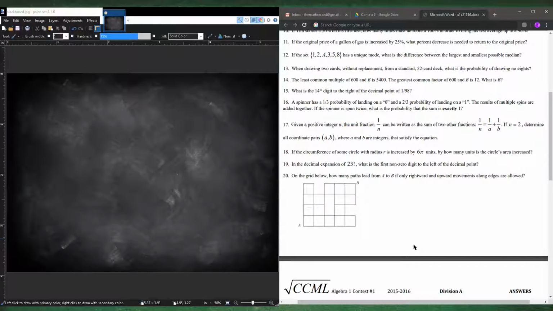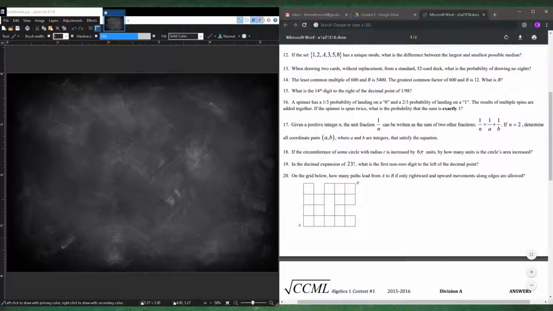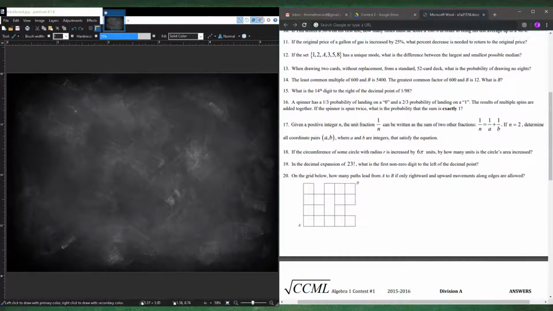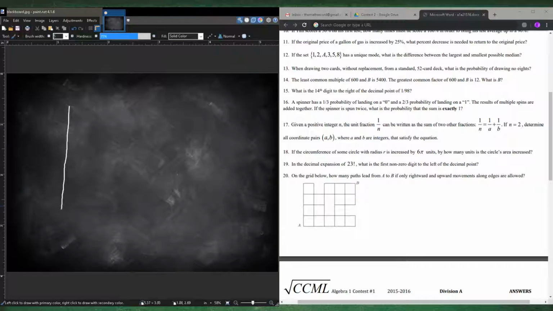20. On the grid below, how many paths lead from A to B? Okay, so A to B. If you're only going rightward and moving upward along the edges, so only right and up. So just kind of draw a picture out for this. I might be very bad at this.